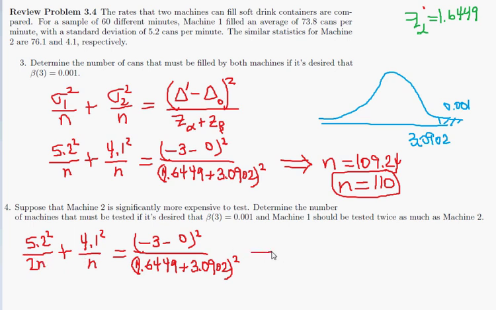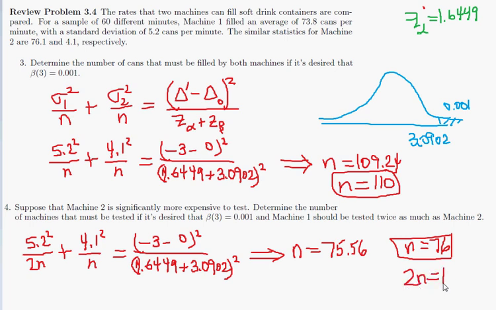Now once again, this becomes basically an algebra problem to solve for n. Again, we probably would get a common denominator here and solve for n. So doing the work, we get that in this case, n would be equal to 75.56, which will round up to 76. And so the second machine must be tested 76 times. And so that means that the first machine must be tested twice as many times, for 152. And so that would be the number of times that the machines would have to be tested if the first machine is tested twice as often as the second.